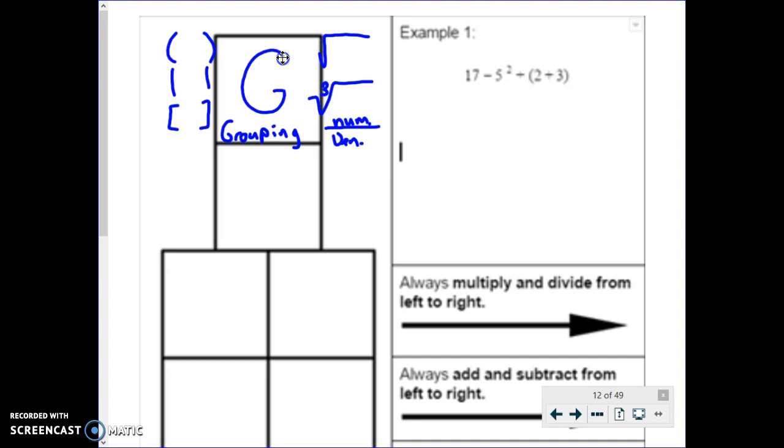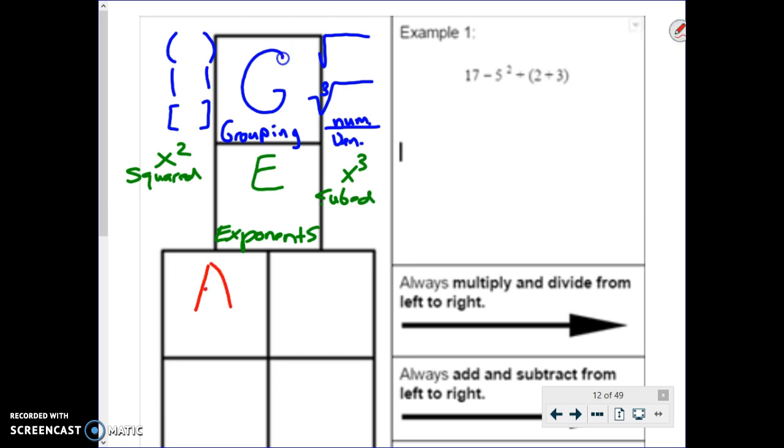After that, it's the standard: E represents exponents, and some of the common exponents we usually see are to the second power, which we call something squared, or something cubed, which is to the third power. Let's see if I can erase this and make it into a cubed here. And then after that, we follow either addition or subtraction from left to right. So addition and subtraction.